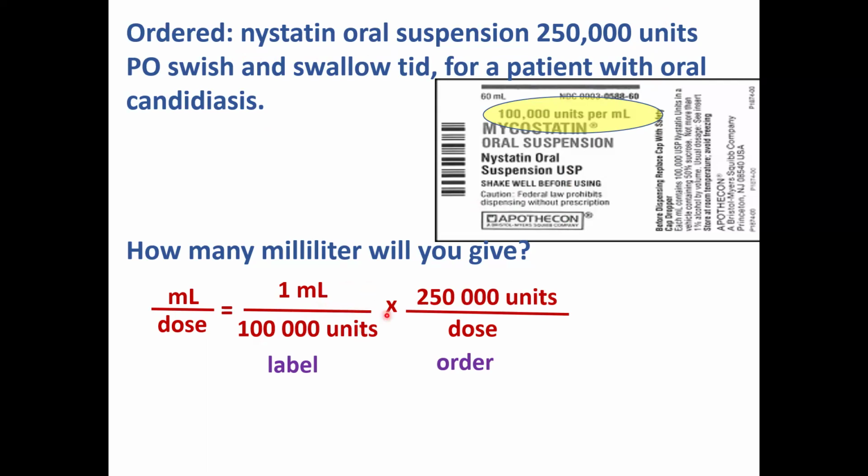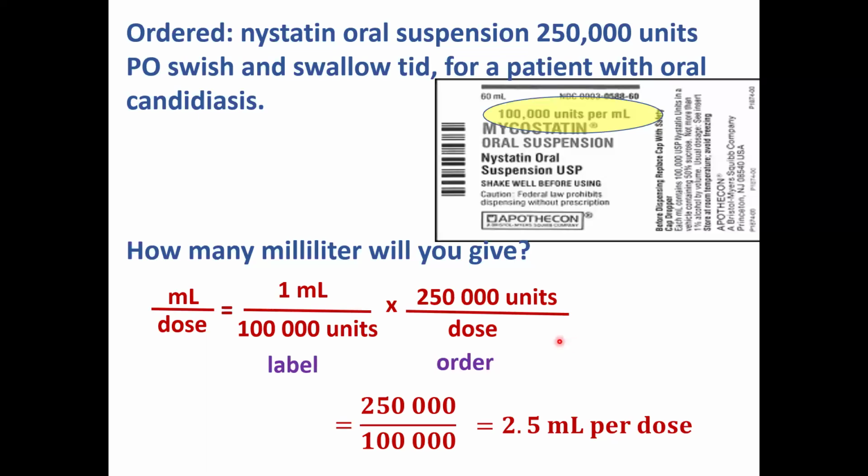Look at your units, make sure they're canceling. So units cancel with units, you're left with milliliter on top, dose on bottom. So we run the math and we wind up with 2.5 milliliters. Okay, 2.5 milliliters per dose. They're getting it 3 times a day. So 2.5, 2.5, 2.5. But how many milliliters are you going to give? They want that single dose answer there. So like I said, we felt like 250,000 units was big, but again, you're just handing them some milliliters here. It just has that much medication in it.